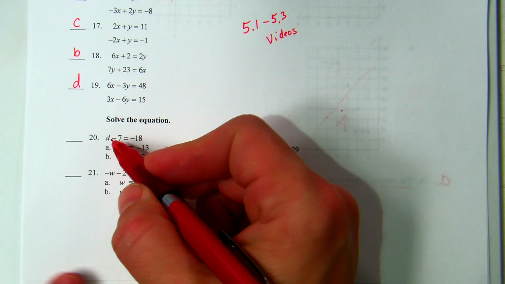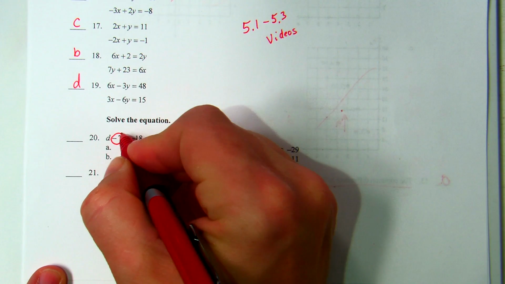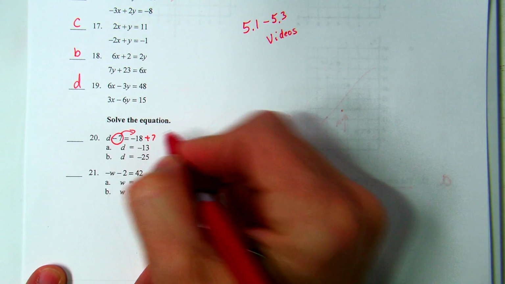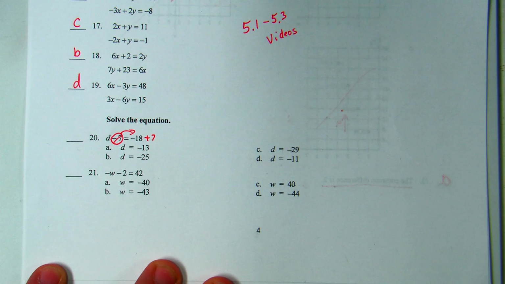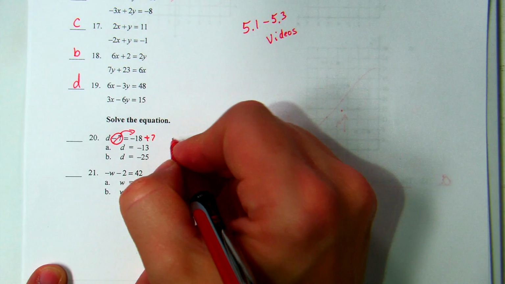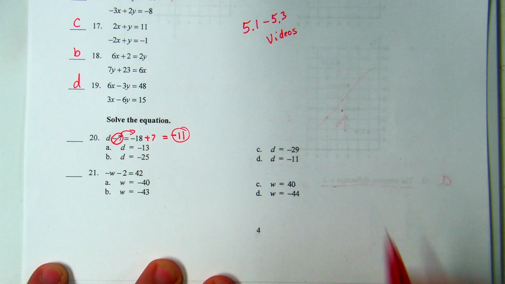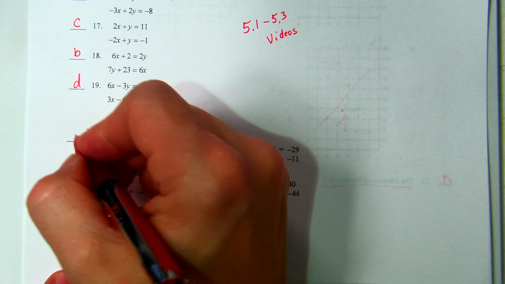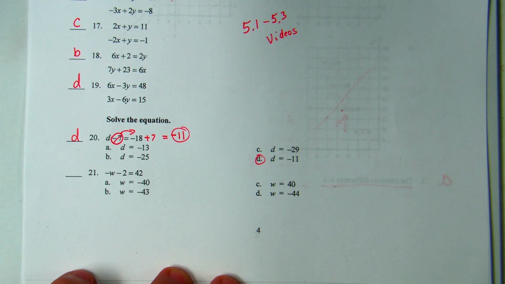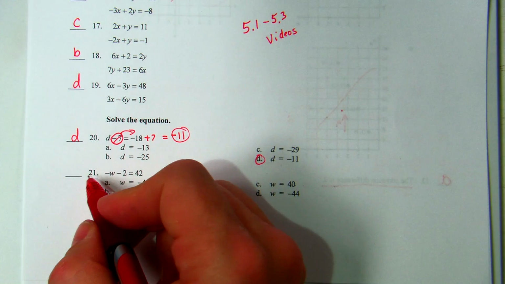If we're solving for D here, we just need to get D by itself. So we move the -7 to the other side, which means we add it to both sides. So that'll go away, and D is going to equal -11. So where do we have D equal to -11? It is D. So the answer to 20 is D.